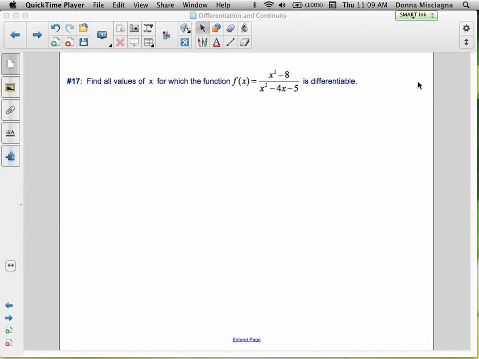Welcome back to the conclusion. So we're going to go over the last question. Find all values of x for which the function f of x equals x cubed minus 8 divided by x squared minus 4x minus 5 is differentiable.